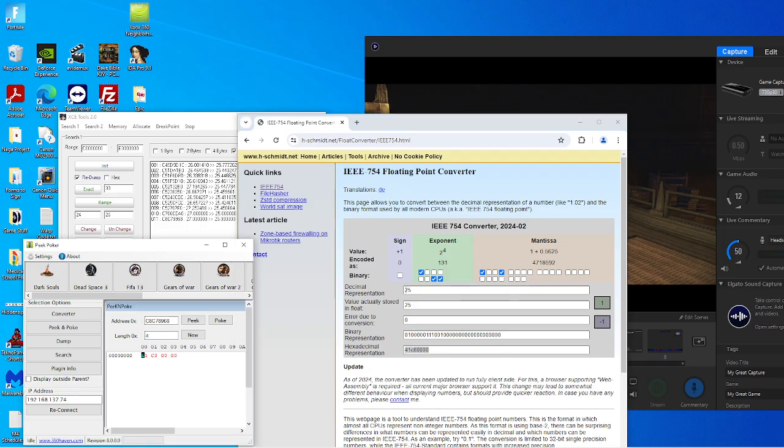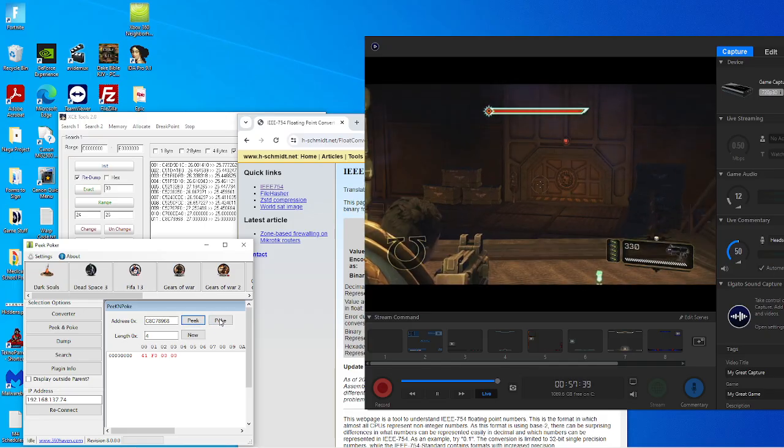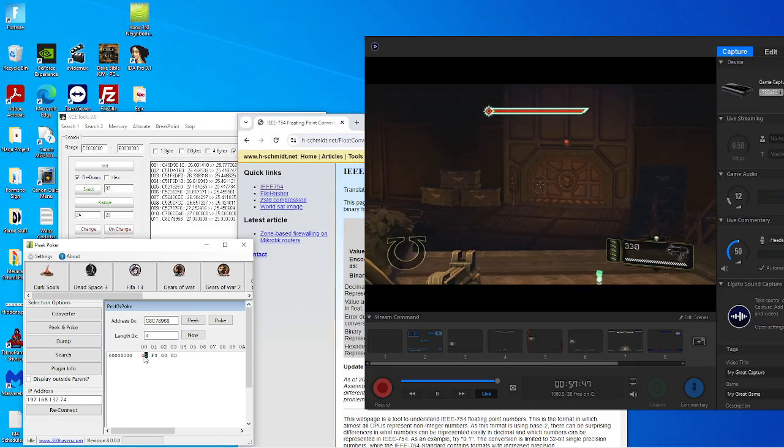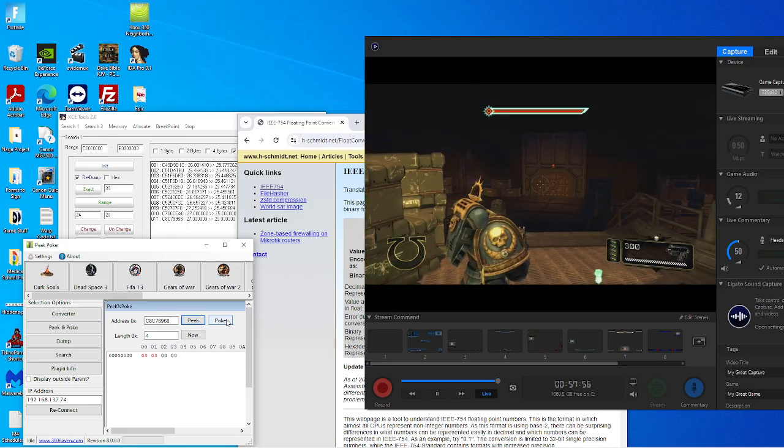Let's see what happens if I want 30. 41F0. Now let's poke. And do I have 30 bullets in game? Yes, I do. Now, as I said, 0 is still 0 in float. So let's see what happens if I just give us 0 bullets. Okay, forces a reload. We have found the float value.